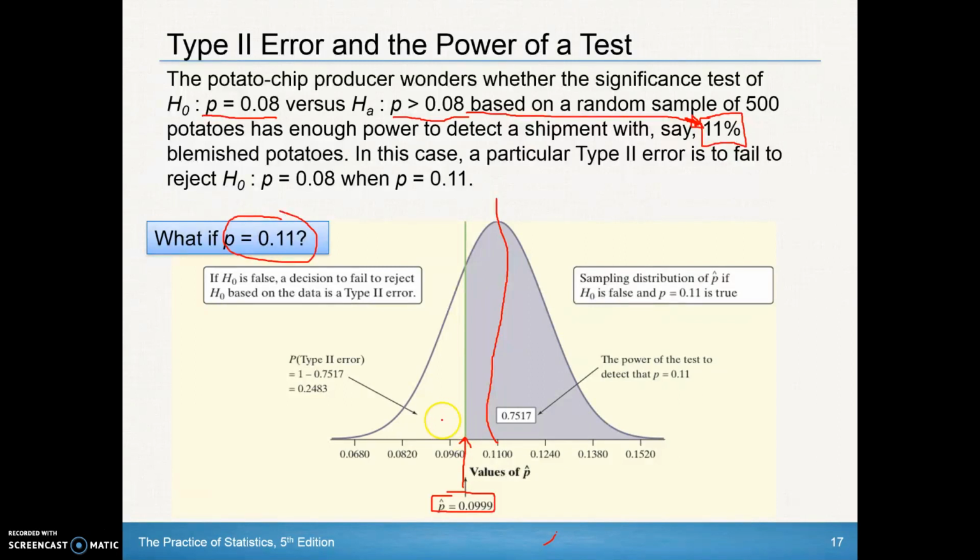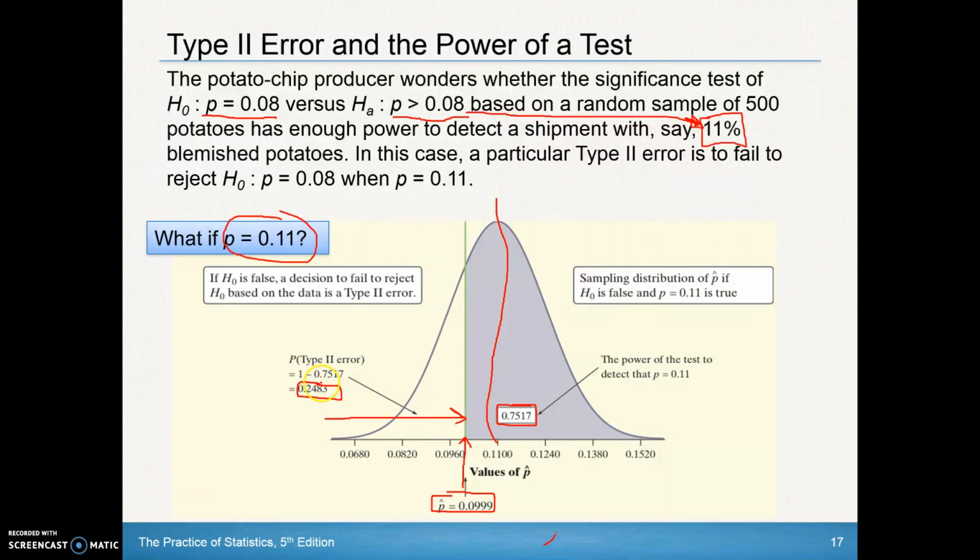What we can do is calculate this area right here, and that area would be 0.2483. One minus that would be this area right here. This value is what's called the power of the test. I've got a 75.17% power to detect that p equals 0.11 is really the percentage of blemished potatoes when it should have been 0.08.